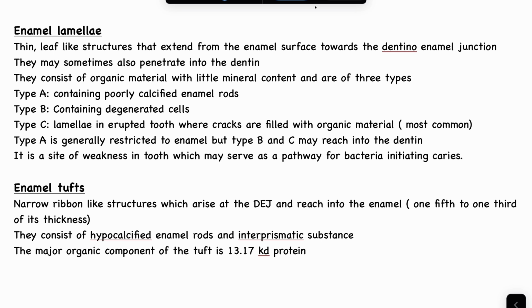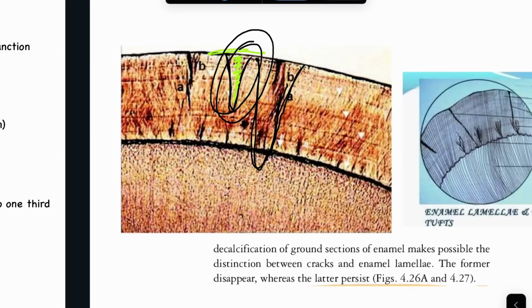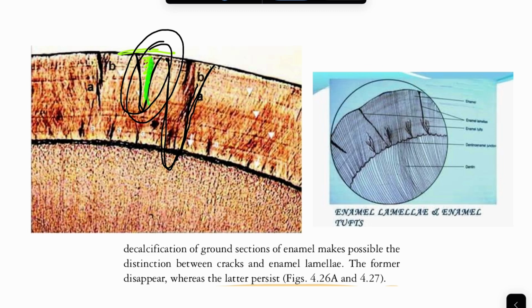Now A is generally restricted to enamel. So what I told you, that A won't go down into the dentine, but B and C may actually enter the dentine. It is a site of weakness in tooth, which may serve as a pathway for bacteria initiating caries. Of course this is filled with organic material and this is a crack, so it may serve as a pathway for bacteria to enter the tooth.